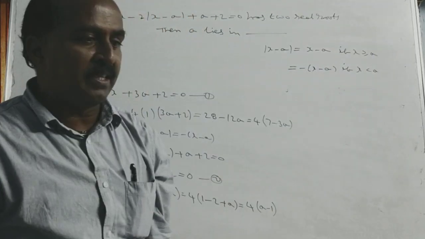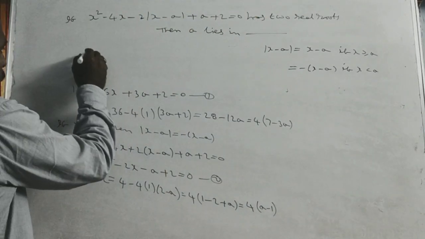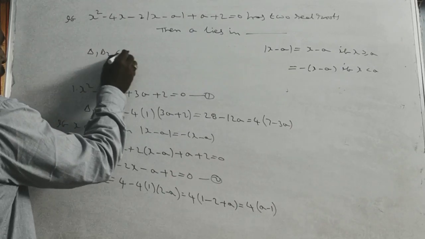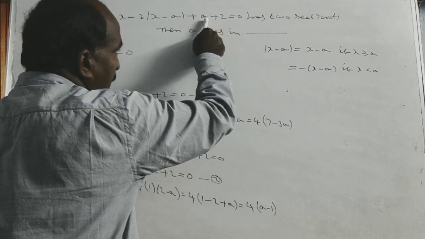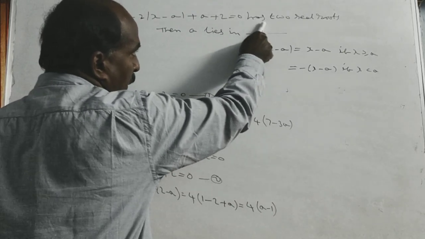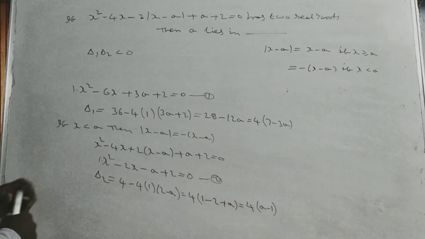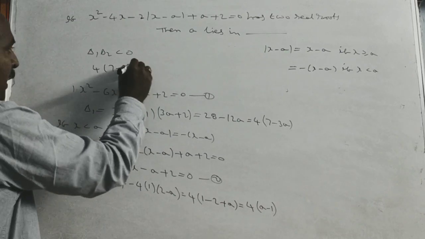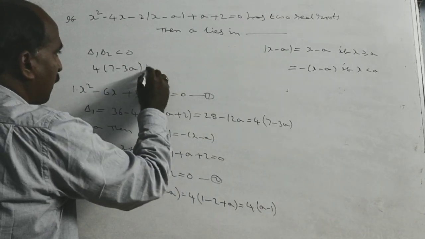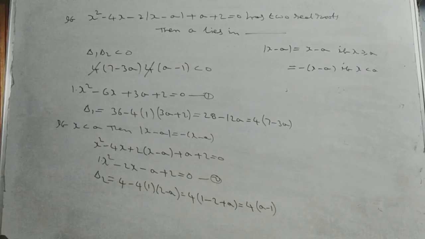We know that if p(x)·q(x) = 0 has two real roots, then delta 1 into delta 2 is negative. Given that p(x)·q(x) = 0 has two real roots, therefore delta 1 into delta 2 is negative. Here delta 1 is 4(7 − 3a) and delta 2 is 4(a − 1), whose product is negative. Taking 4 into 4, 16, to the right-hand side, we get 0 by 16, 0.